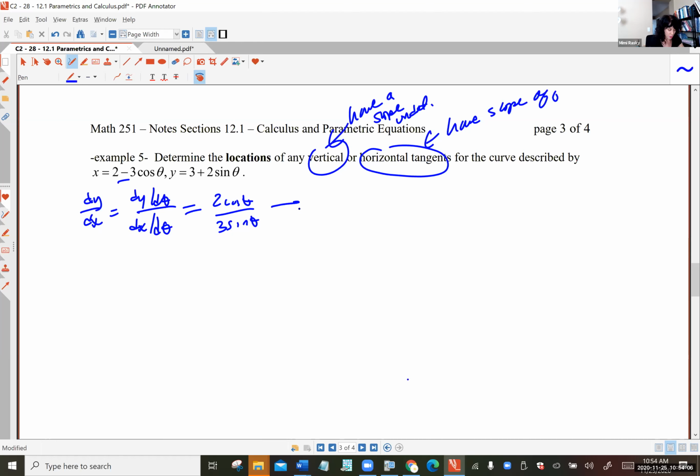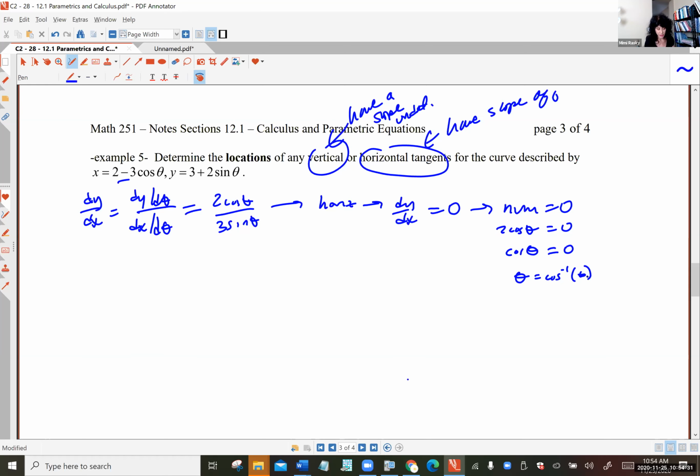So when am I going to have a horizontal tangency? That's when dy/dx is equal to 0. When is a quotient equal to 0? When the numerator is equal to 0. So when is 2 cos equal to 0? Divide both sides by 2 to get rid of the 2, and then take arc cos of both sides. You better be good at doing this, I know this is trig. What is cos inverse of 0? You can use your graphing calculator, but it'll only give you one answer.